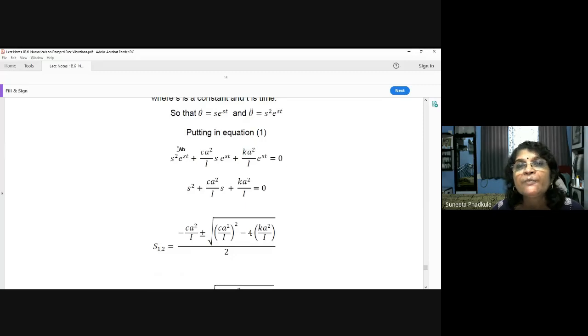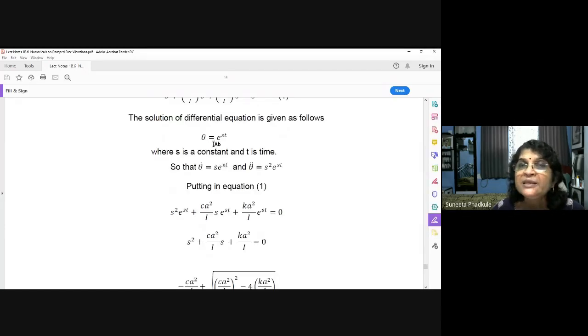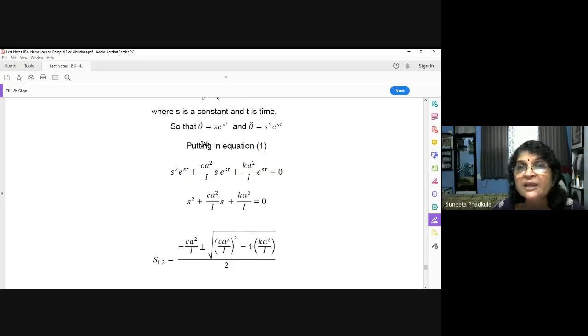Now from this equation, cancel. What you will cancel? E raised to st. Or you can take common e raised to st into bracket s square plus C A square upon I into s plus K A square upon I. But e raised to st cannot be equal to 0, because e raised to st is theta. If e raised to st becomes 0, there will be no vibration, no? But it is not the case. Vibrations are taking place. So e raised to st cannot be equal to 0.